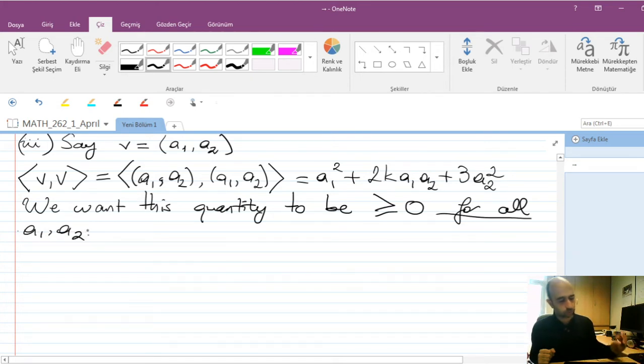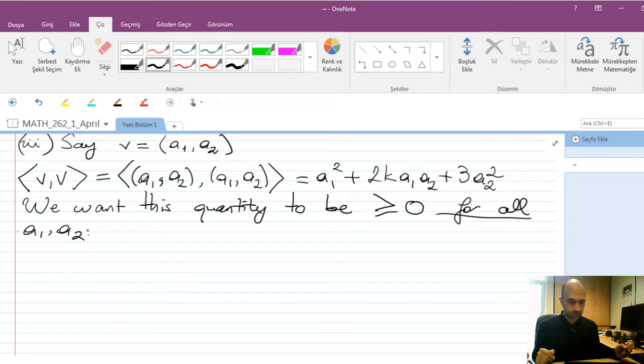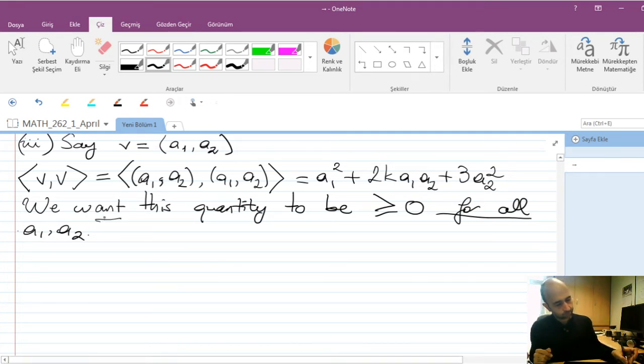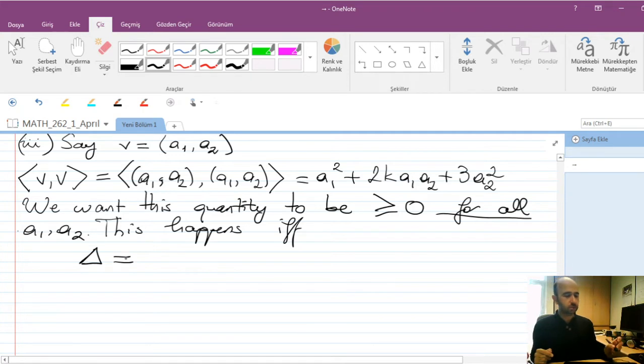Oh, that's a strong condition. You have some quadratic expression and you want that to always give you non-negative results. If you remember a little bit about quadratics, your experience with parabolas and so on, this happens if and only if the discriminant is negative. Well, I have to add something to this, but let's write the discriminant first.